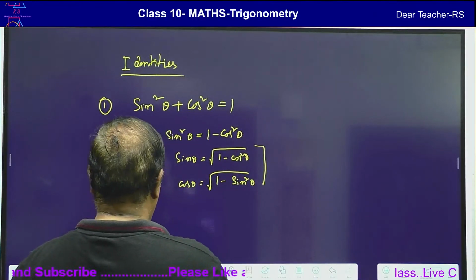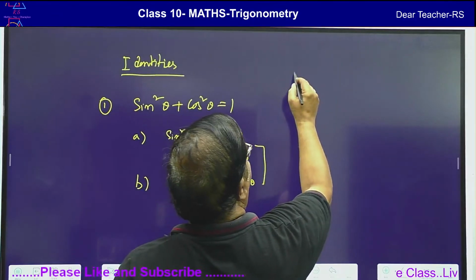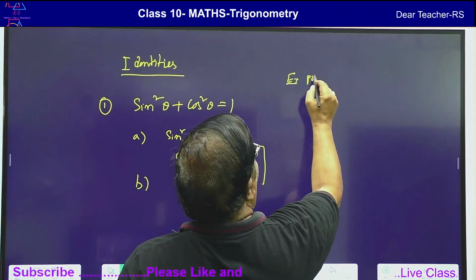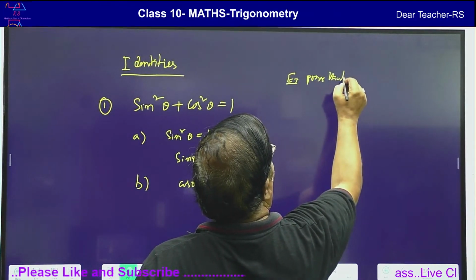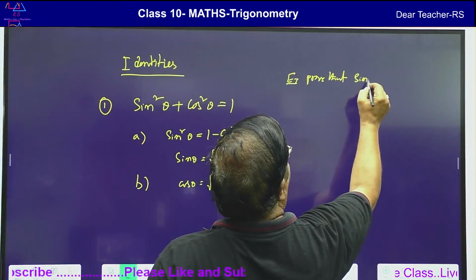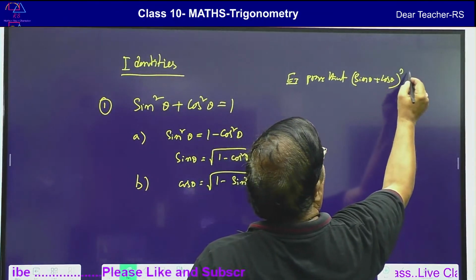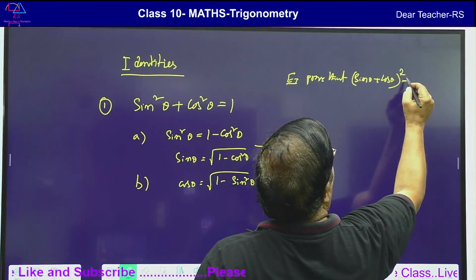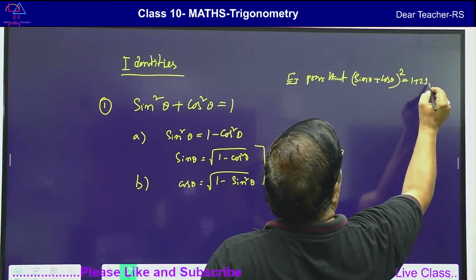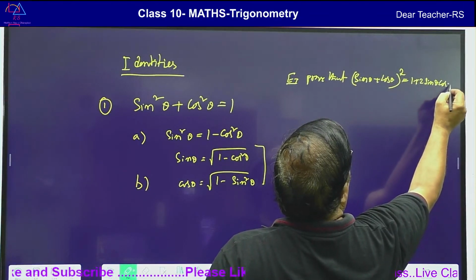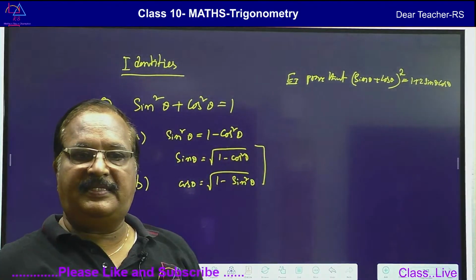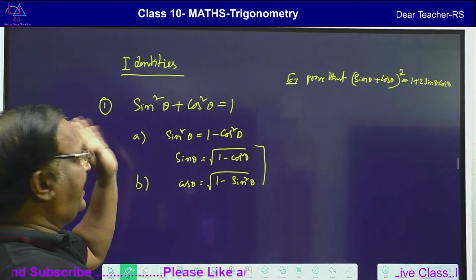Okay, let me give you one example question of my own. Prove that sin theta plus cos theta whole square is equal to 1 plus 2 sin theta cos theta. This is one question based on this identity.